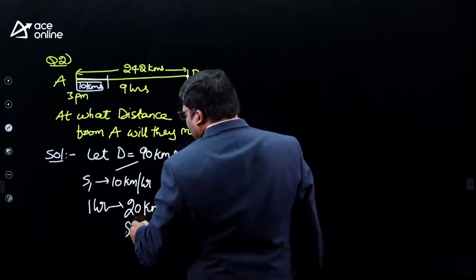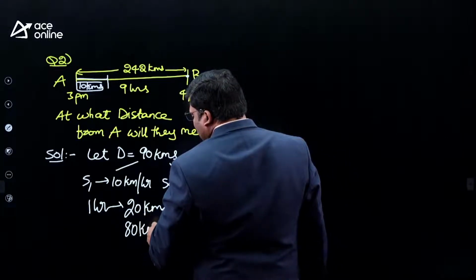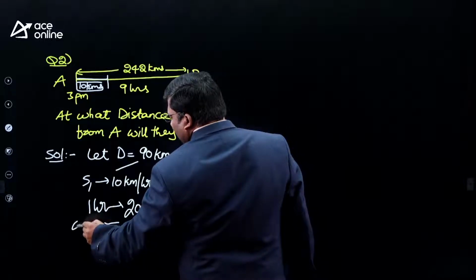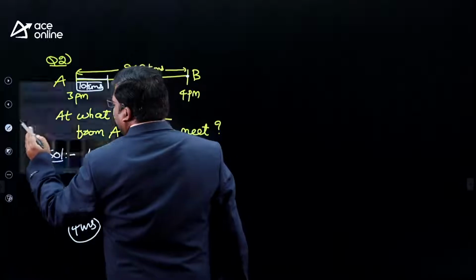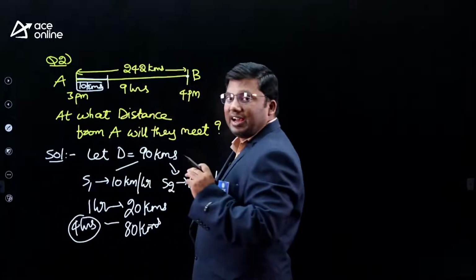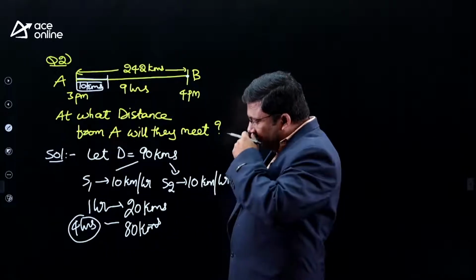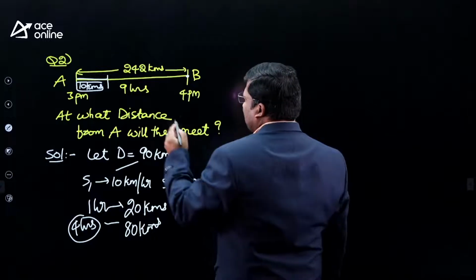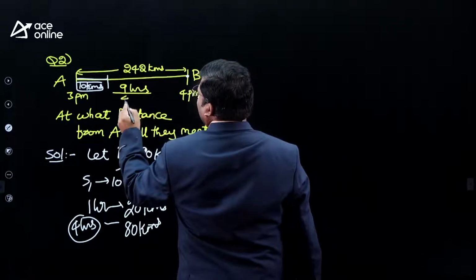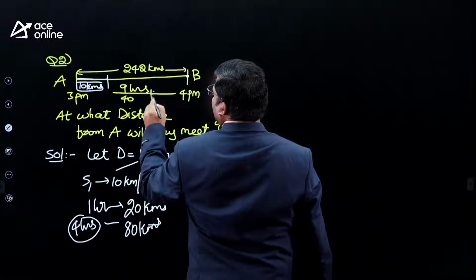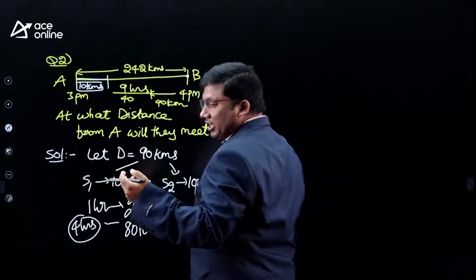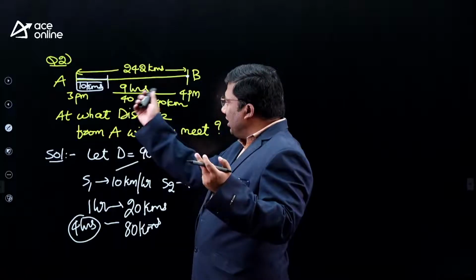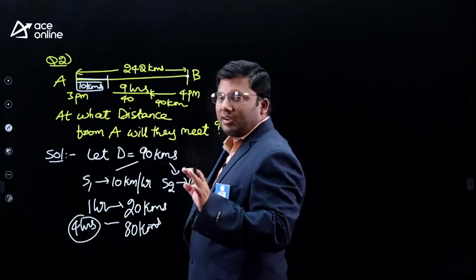Remaining it is 80. So they will meet after 4 hours. Is the idea clear? They will meet after 4 hours. 4 hours means he will travel 40 and he will also travel 40. Am I right? 4 hours, right? 1 hour, 10 kilometers. 4 hours, it will be 40. He will travel 40, he will also travel 40.